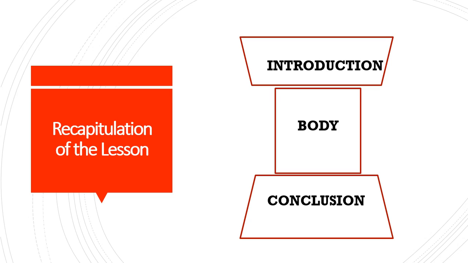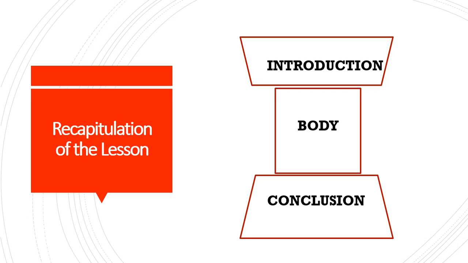Another topic to be recapitulated is this one. As you can see here, we have introduction, body, conclusion. These are the three major parts of an academic paper. What particular academic paper? It is an essay. So normally, an essay is constructed in this way.